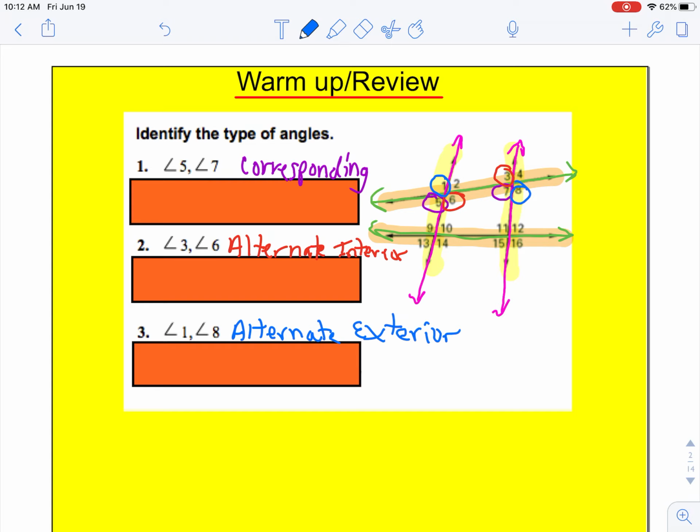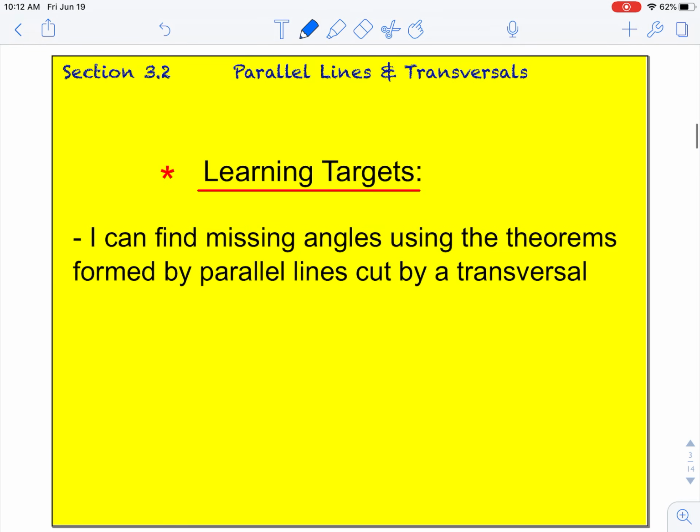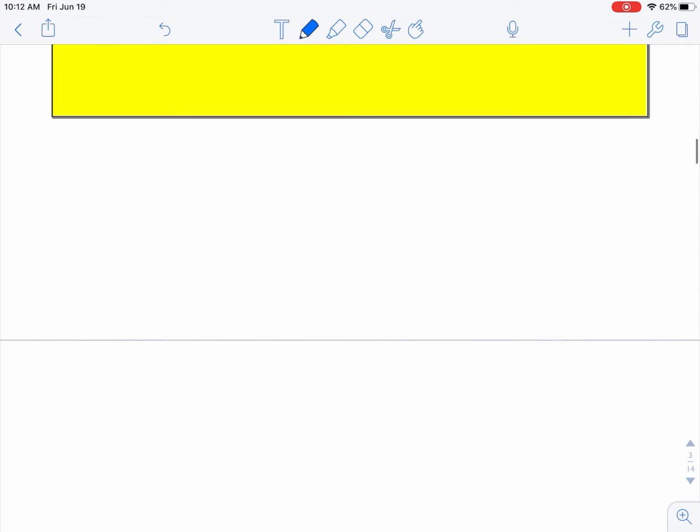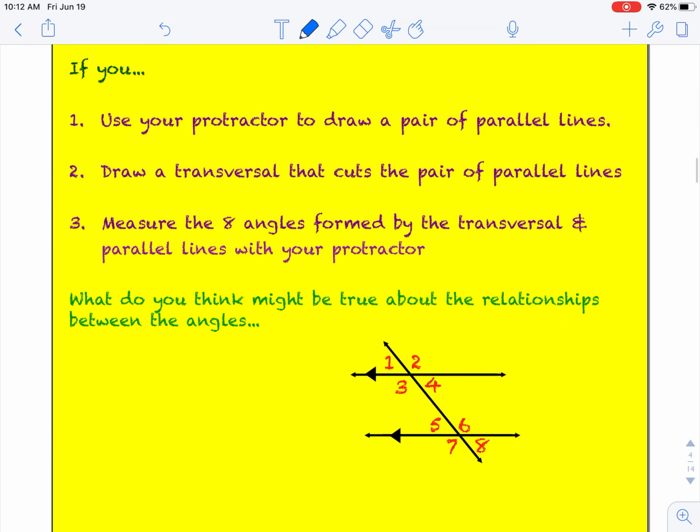So you're going to have multiple transversals at times and multiple lines. And so it's important to distinguish and maybe highlight which are the lines and which are the transversals. So in this lesson, we are going to find missing angles using theorems formed by parallel lines cut by transversals.